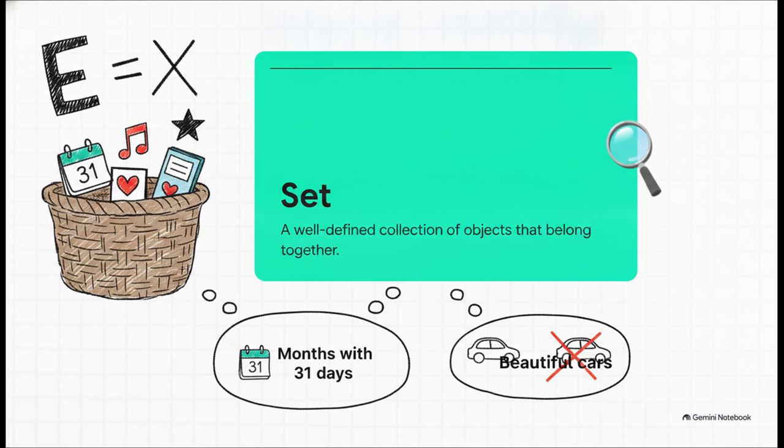If an object is inside our basket, we use a special little symbol. It looks kind of like a curved E to say it belongs to the set. And if it's not in the basket, we just cross that symbol out to say it does not belong. But, and this is a massive catch, a set absolutely must be well defined. What does that mean? It means anyone, anywhere should be able to look at an object and know with 100% certainty if it goes in the basket or not.